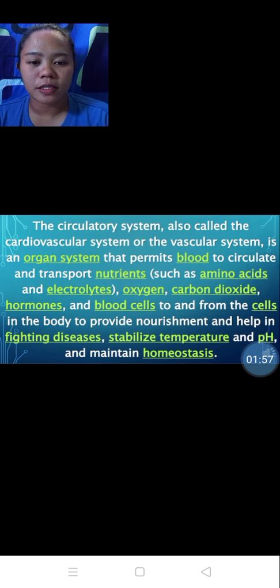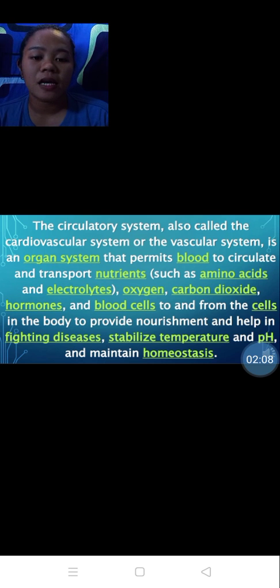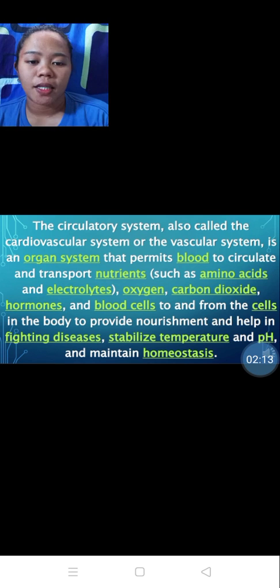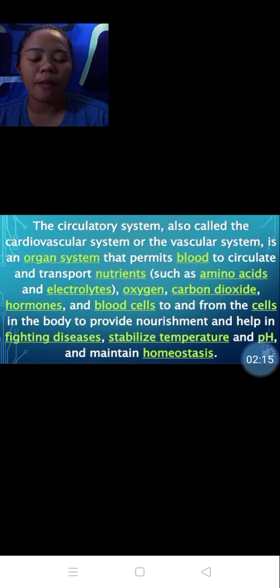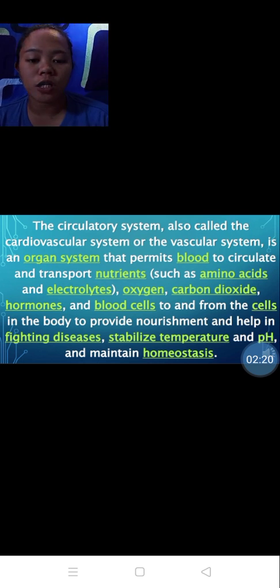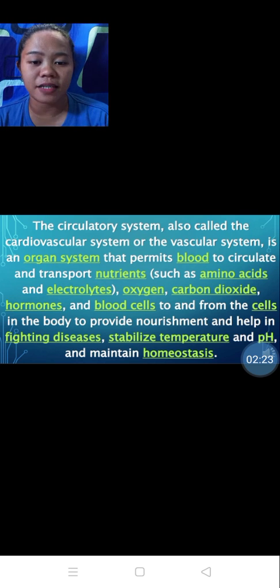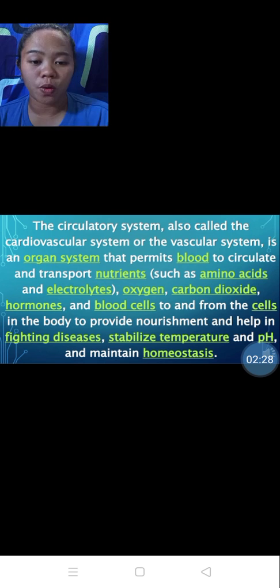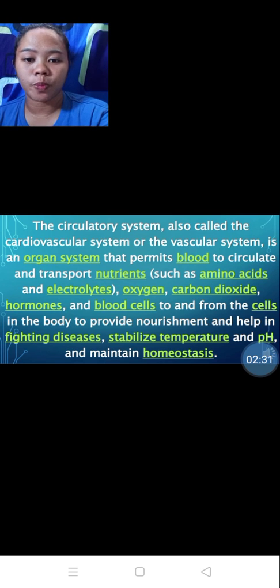So the circulatory system, also called the cardiovascular system or the vascular system, is an organ system that permits blood to circulate and transport nutrients such as amino acids and electrolytes, oxygen, carbon dioxide, hormones, and blood cells to and from the cells in the body to provide nourishment and help in fighting diseases, stabilize temperature and pH, and maintain homeostasis. Yan po ang circulatory system.